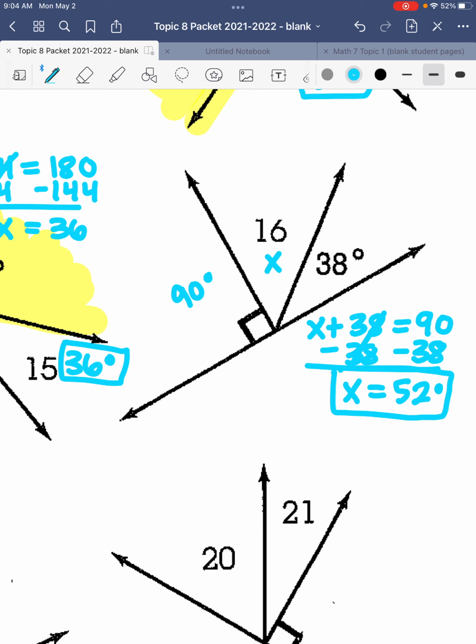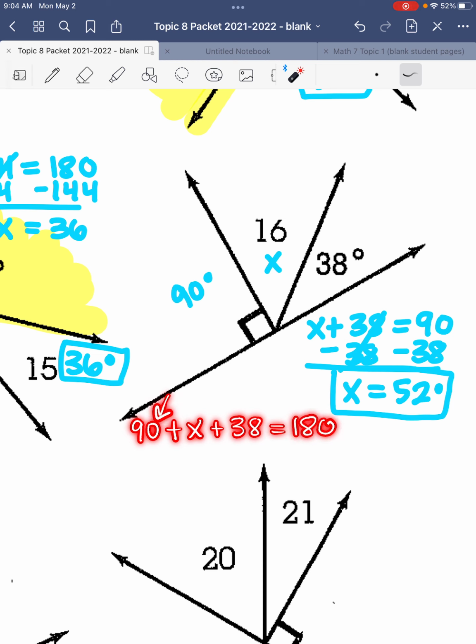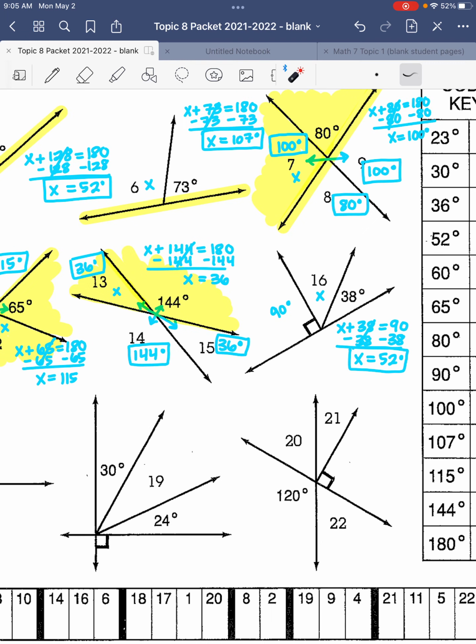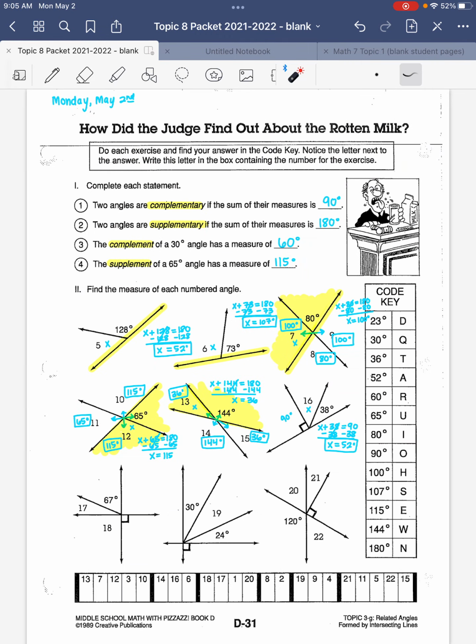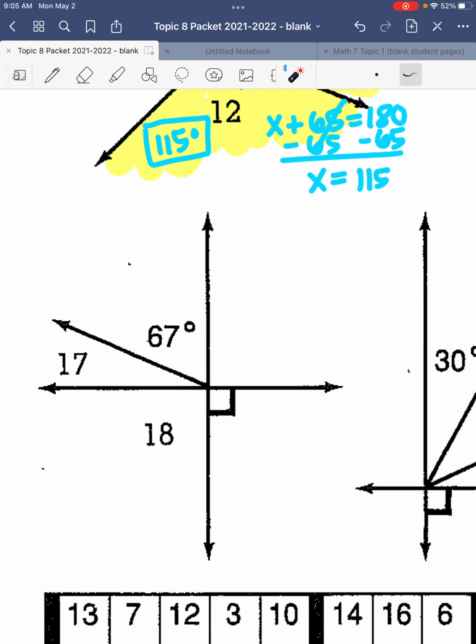Now I could have done this by saying 90 plus x plus 38 equals 180. That also would have worked. You have like terms here and here, so I would combine those. So 90 plus 38 should be 128. And you would subtract 128 from 180 to get 52 for x. So there are a couple different ways that you could have done that one. Okay, let's look at numbers 17 and 18 in the next diagram.